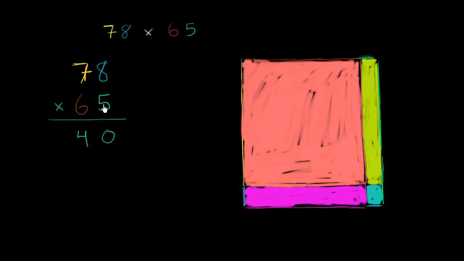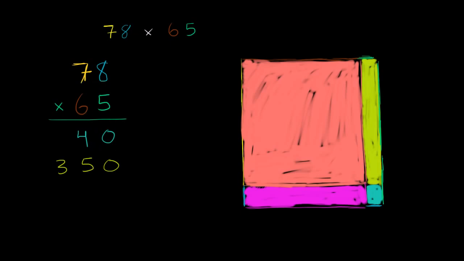Now I'm going to multiply the 5 times the 7. And we have to be a little bit careful here, because this isn't just any 7, this is a 70. So what is 5 times 70? Well, 5 times 7 would be 35, so 5 times 70 is 350. So I'll write that down, 350. So just as a review, 5 times 8 is 40, 5 times 7 is 350. If you add these two together, this is going to be 5 times 78.